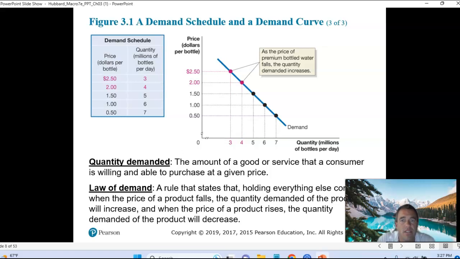And I hope you enjoyed this little section on the law of demand and the demand curve.